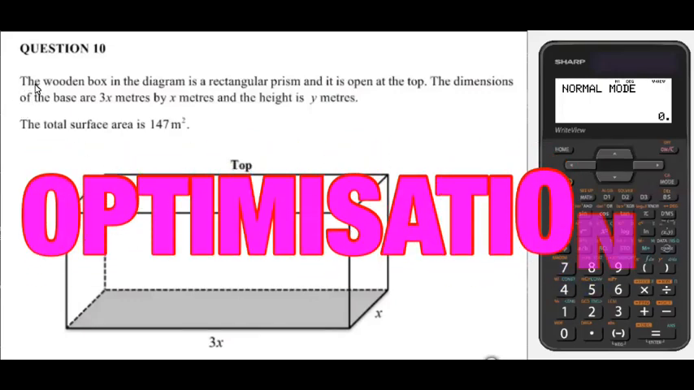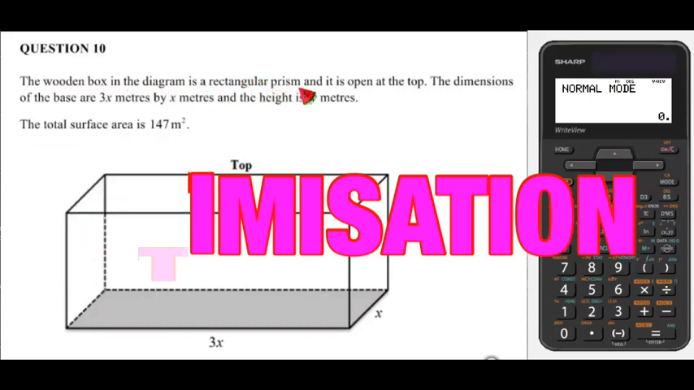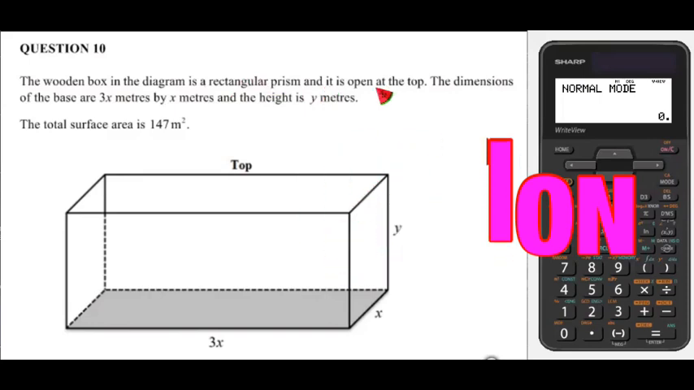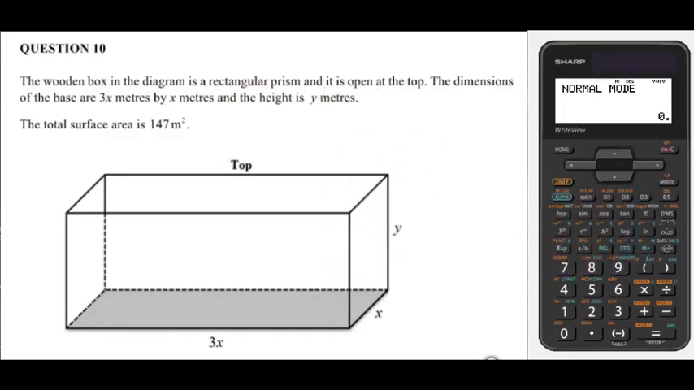Okay, this one says the wooden box in the diagram is a rectangular prism and it is open at the top. We need to underscore that no matter what. That is a key. That is imperative. Open at the top. So that means the volume does not change. Whether it's open or closed, it doesn't change the volume.